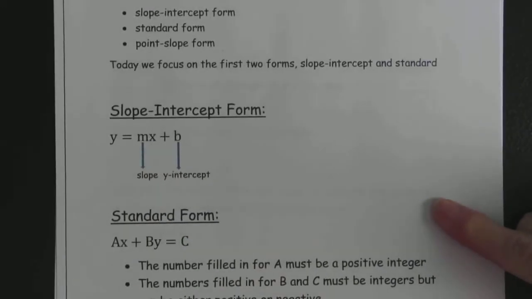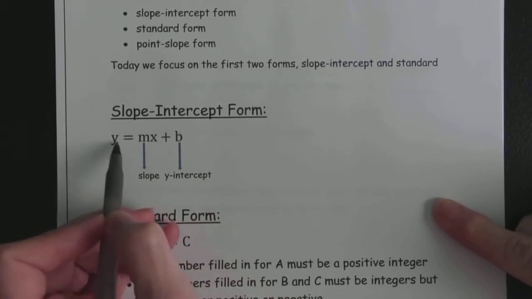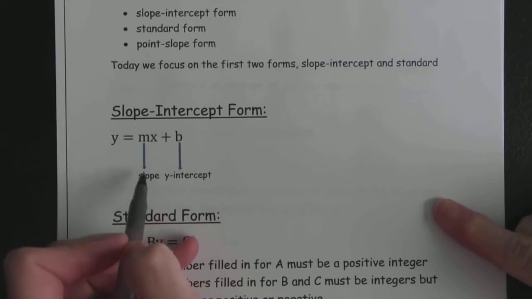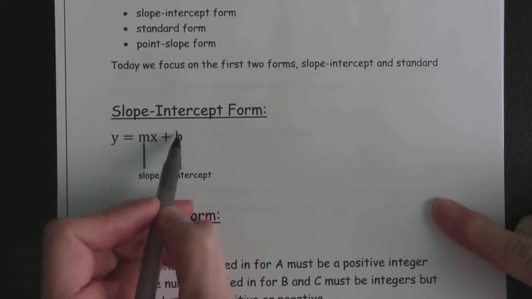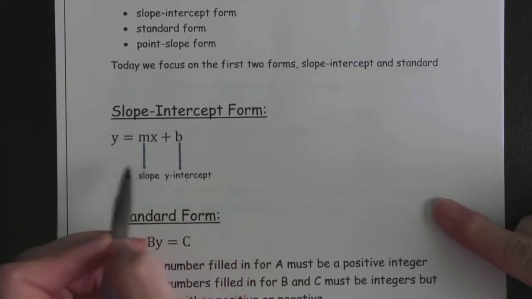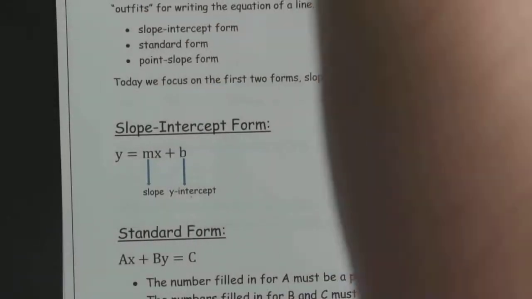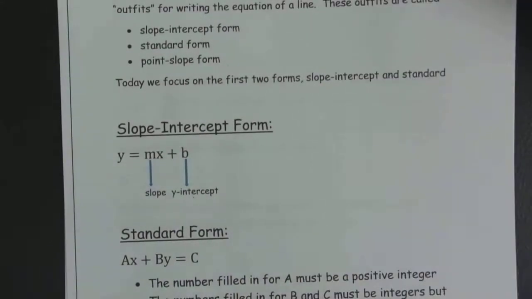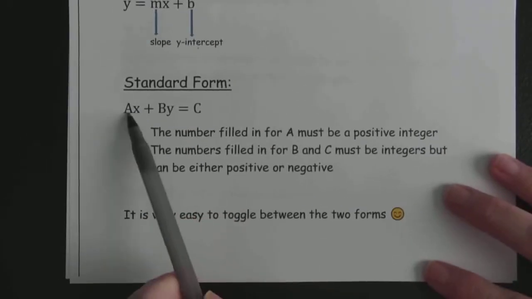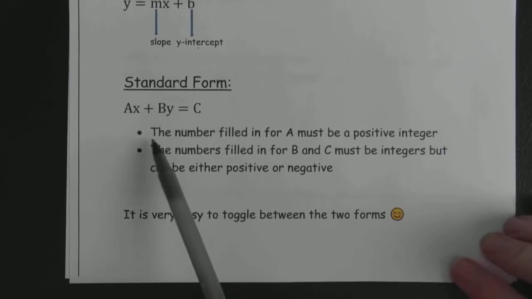So here is slope-intercept form. Slope-intercept form of a line looks like this: y = mx + b, where m is your slope and b is your y-intercept. You might remember this from last year. You definitely have seen this before, but not so much the next form. The next form, which is standard form, looks like this: ax + by = c.